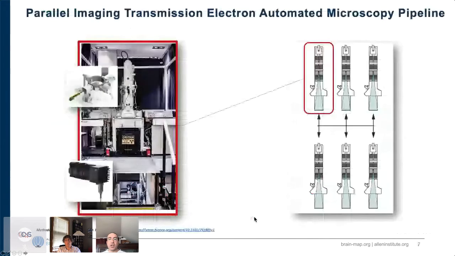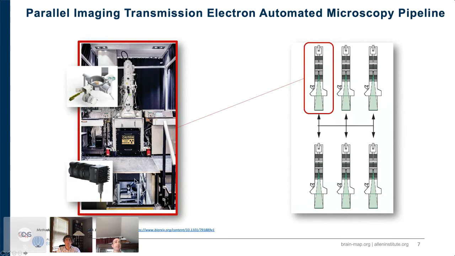So I'm just going to touch on one slide on how we collect the data, because it's a bit different from many of our colleagues. We actually use very old microscopes. They are from the late 70s, early 80s, and we make a few transformations of them that turn these old but very reliable machines into some of the fastest electron microscopes on the planet.